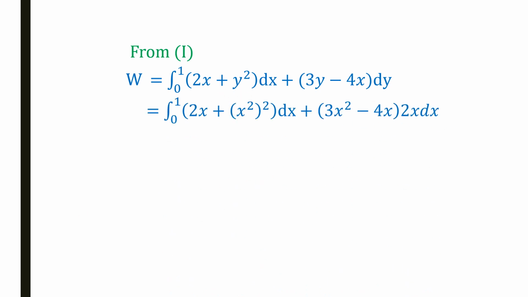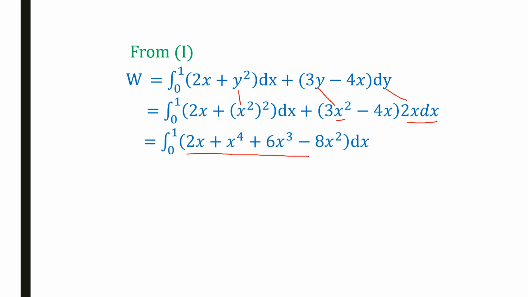Just replace y by x square, with the bracket square there. Then after that dx as it is, then 3x square. Again replace y by x square, and dy is nothing but 2x dx, that we have seen. Now merge all the terms and calculate that: we get 2x plus x raised to 4. Now 3x square into 2x is 6x cube, and 4 into 2 is 8, x into x is 8x square.